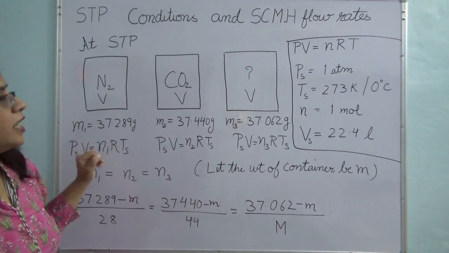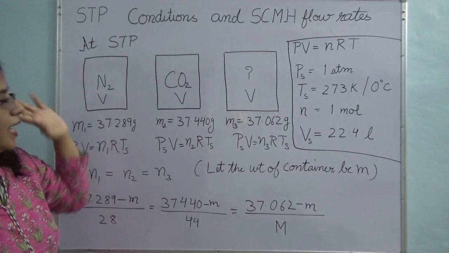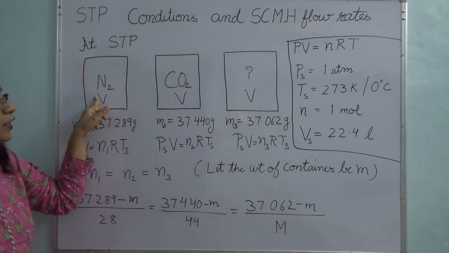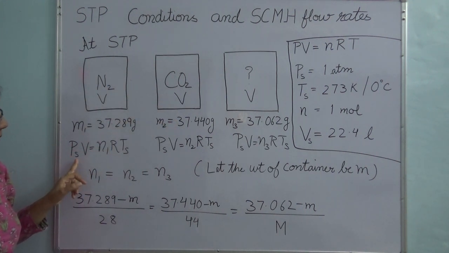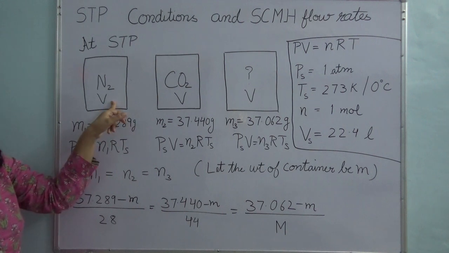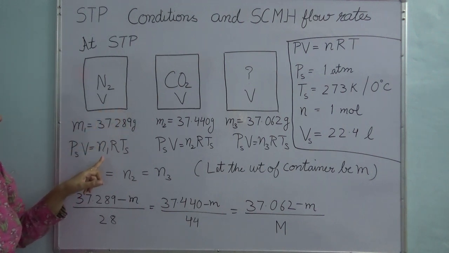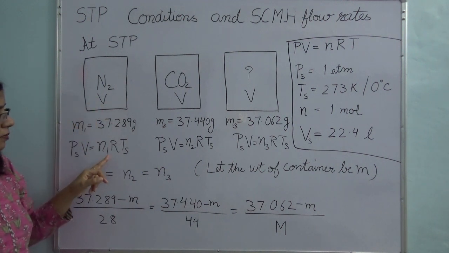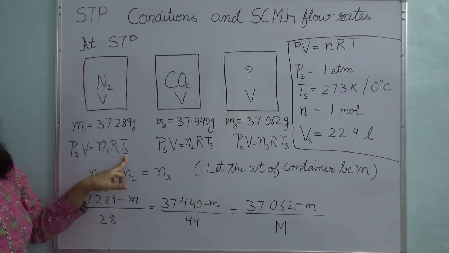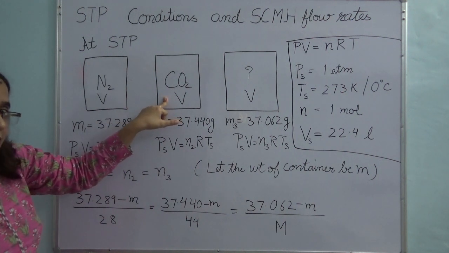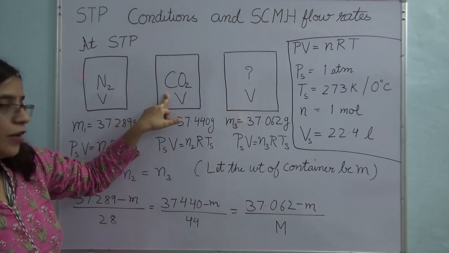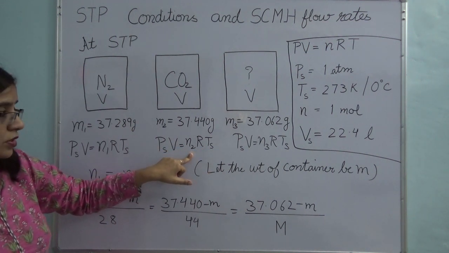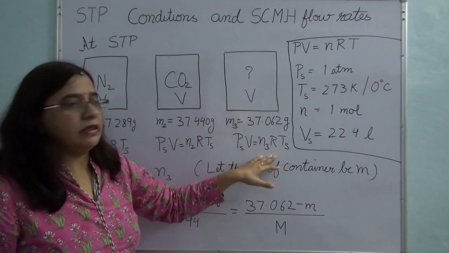So let's get started. We are assuming that this is an ideal gas. I can write ideal gas equation for each of the cases. When the container is filled with nitrogen, I write it down as PS, that is standard pressure, into V. Because this is a rigid container, V remains constant, is equal to N1, that is the number of moles of nitrogen in this container, multiplied by R times TS. TS is the standard temperature. For the second case, when the container contains carbon dioxide, then I write PSV is equal to N2RTS. So the only difference is in the number of moles. Similarly, I am writing it for the third case.